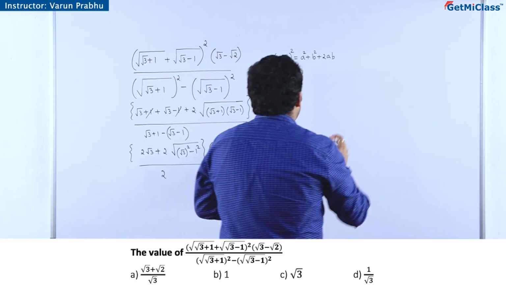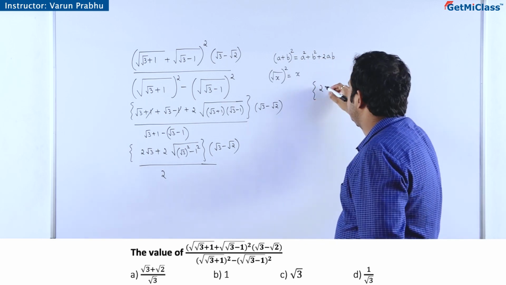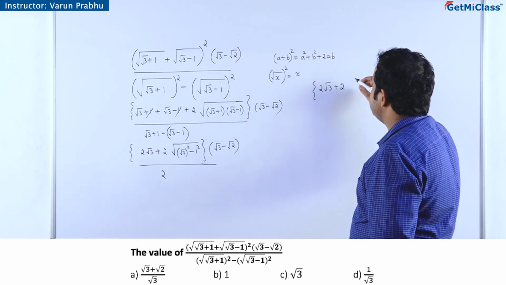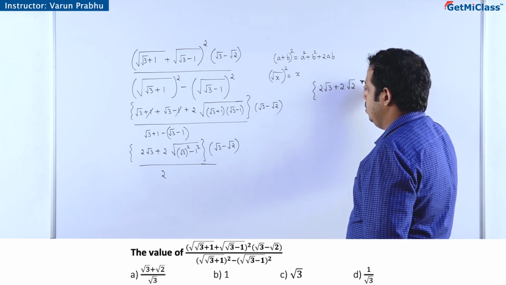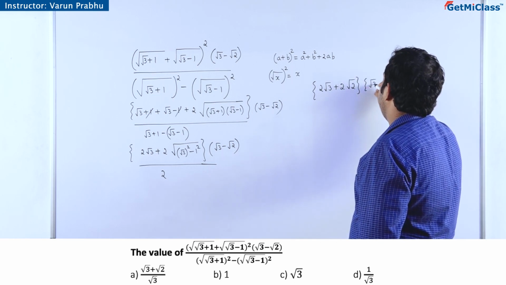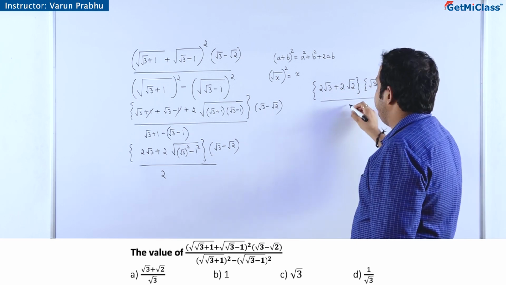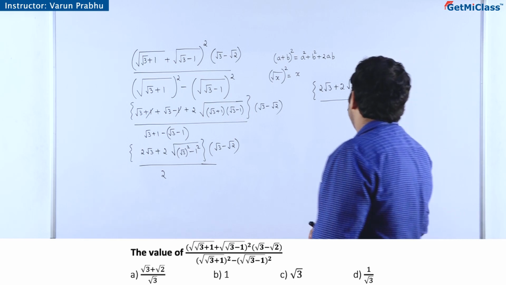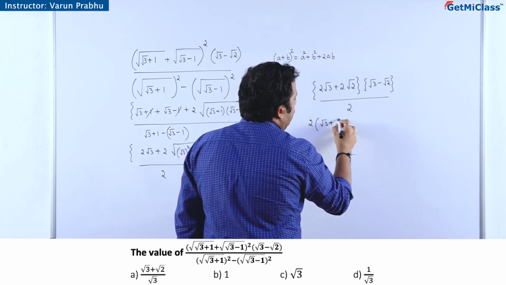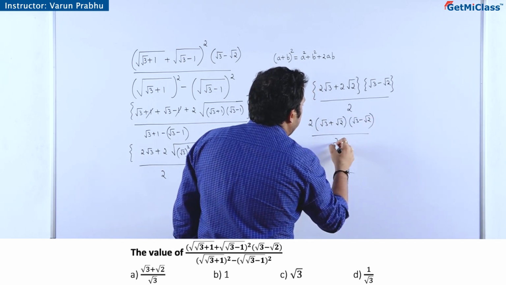So I can write this as 2. You see here, I can write this as 2 root 3 plus 2 into 3 minus 1 is 2. So this is nothing but root 2 into root 3 minus root 2 into root 3 minus root 2 divided by 2. So what we can do, we can take out the 2 common here. So I'll get root 3 plus root 2 into root 3 minus root 2 divided by 2. Your 2 and 2 will get cancelled.